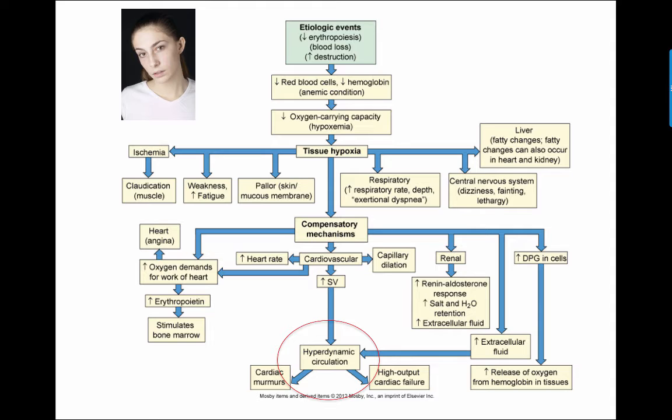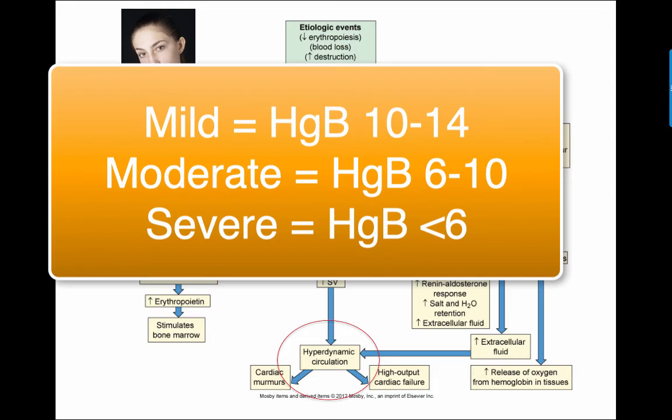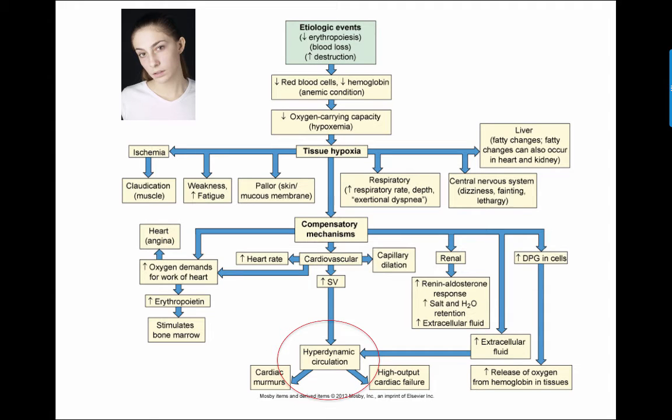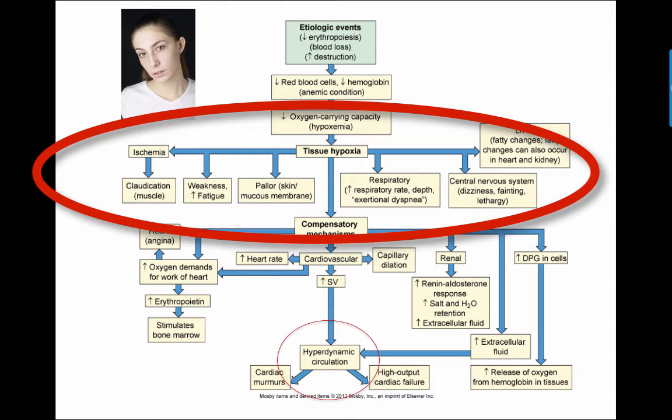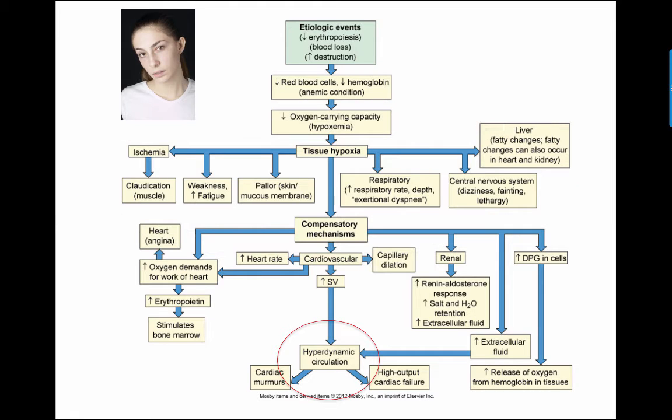So if you think about it, mild anemia is really a hemoglobin between 10 and 14. Moderate anemia is a hemoglobin roughly 6 to 10, and a severe anemia is generally a hemoglobin less than 6. So in a chronic blood loss, you have time to compensate. This is why you see pallor in patients, and patients are fatigued, and they have exertional dyspnea, and they're very cold, because there's loss of oxygen to the tissue, so the patients really do get short of breath.